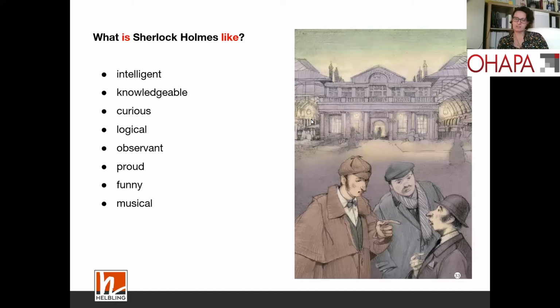Moving on, we can then talk about what Sherlock Holmes is like, something that, again, I think is usually really difficult for students. So here they can brainstorm a couple of adjectives that they already know. And you can introduce new words like knowledgeable, curious, observant, some of which might be more difficult for your students.